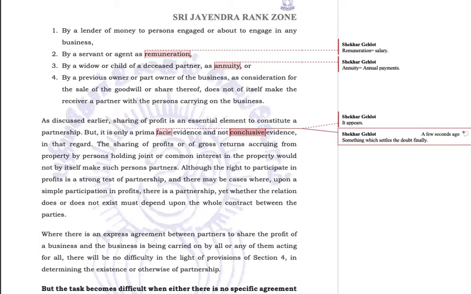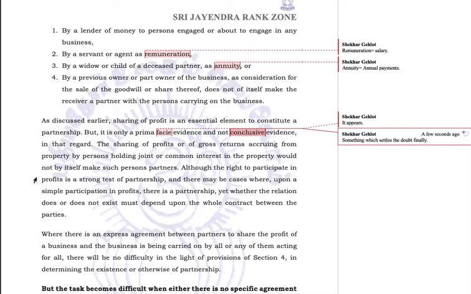Conclusive means something which settles the doubt finally. So it is not conclusive evidence. Merely sharing profit cannot settle the doubt of partnership finally. The doubt of partnership will be settled only when there is mutual agency, when they are acting on behalf of each other. That's it.